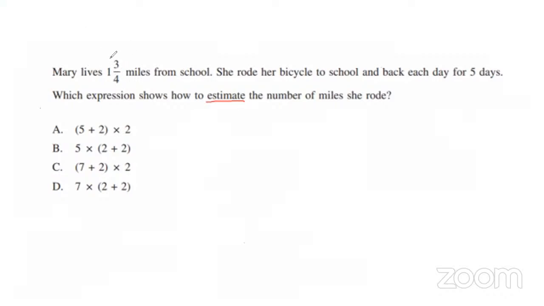So what she's saying is that we could round 1.75. This is closer to 2, so we can say, okay, she lives 2 miles from school. It's an estimate that we're working with. If she rode her bicycle to school and back each day, that means 2 trips each day, so for the 5 days she should have made 10 trips, which is 5 times 2. And what else did Torres say? We multiply that by 2 again. So which one of these will we be working with?